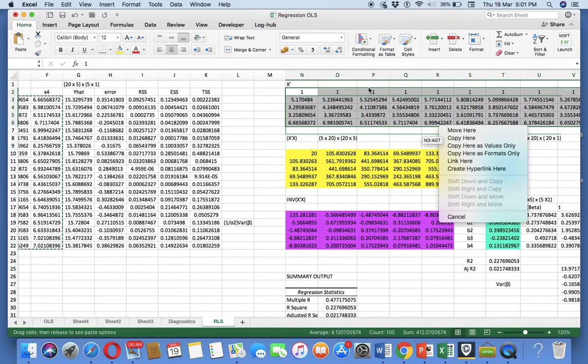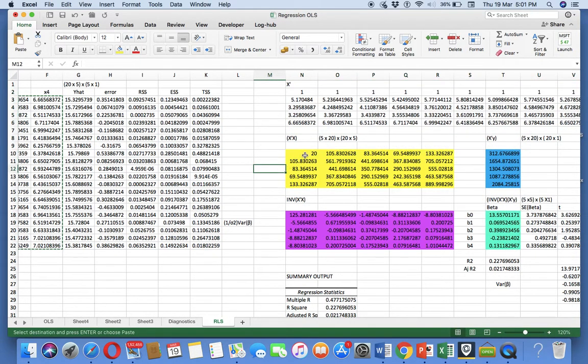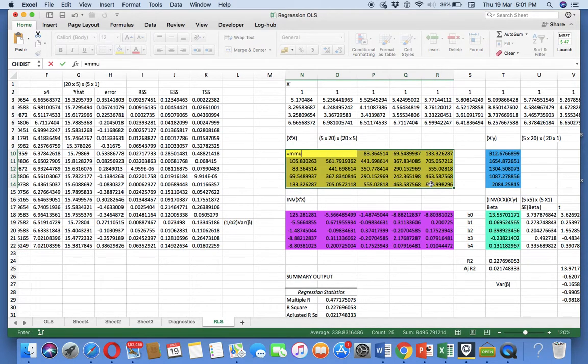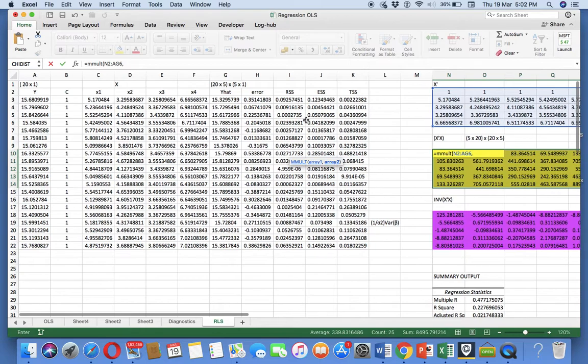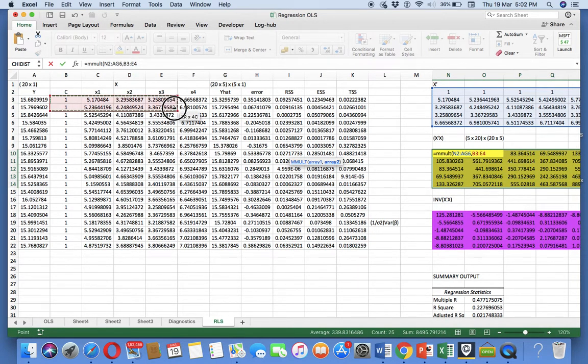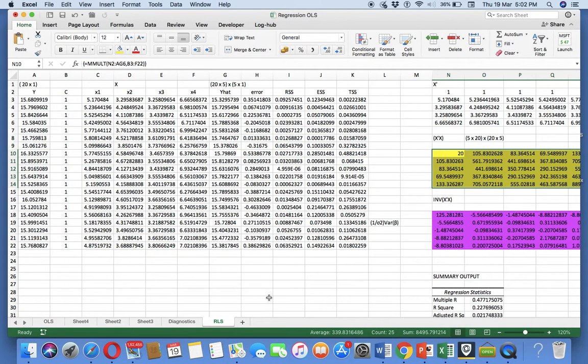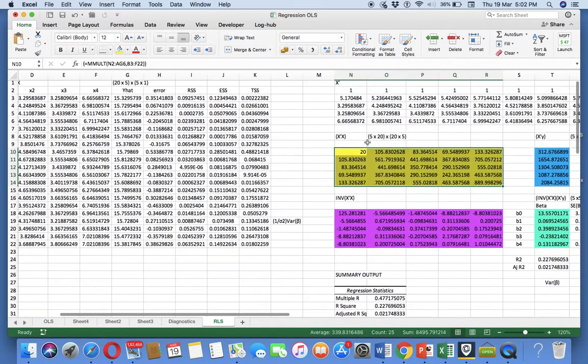Then I construct this matrix. This matrix is a product of X transpose and the X matrix, which is here. So I close the bracket and I press Control Shift Enter. Then I have got the X transpose X matrix.